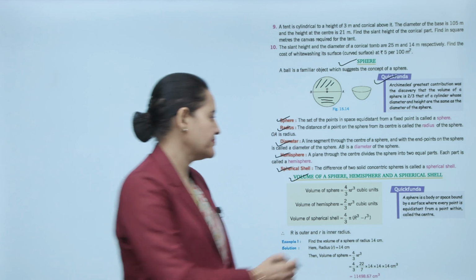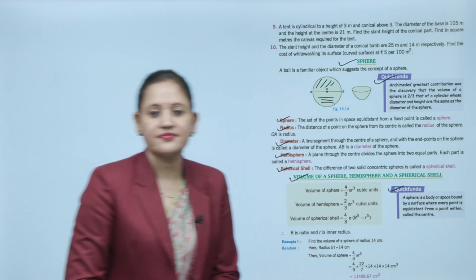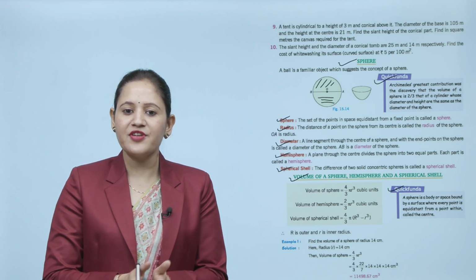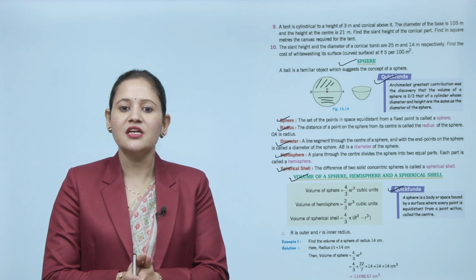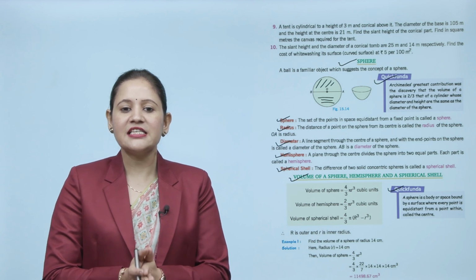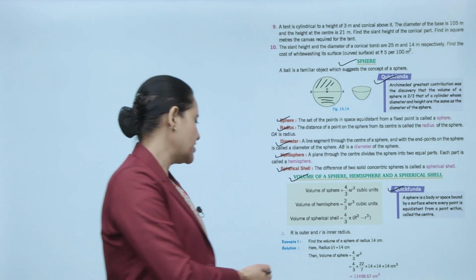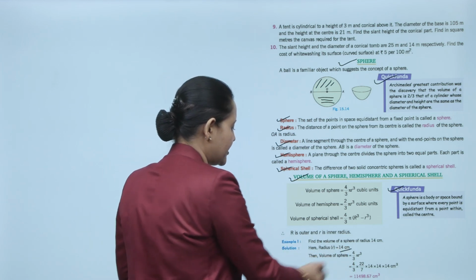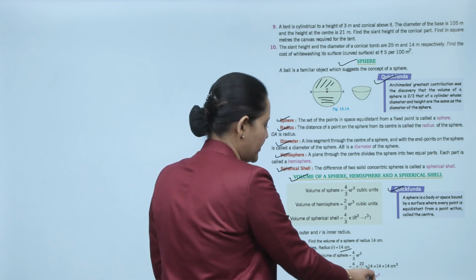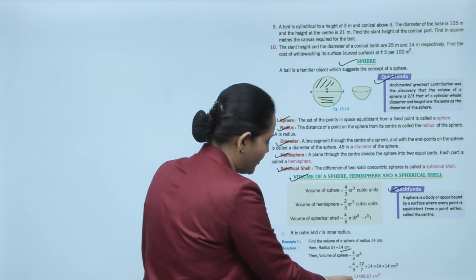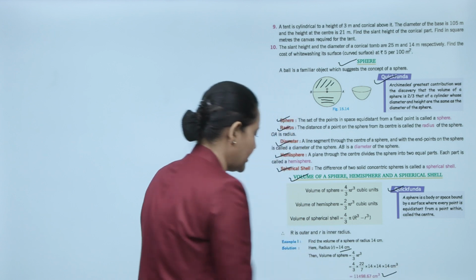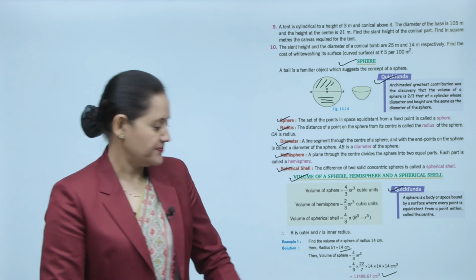Next is quick funda. A sphere is a body or space bound by a surface where every point is equidistant from the point within, called the center. Next example लेते हैं. Find the volume of sphere. Radius is 14 centimeter. Solution: radius is given 14 centimeter. Volume of sphere हो जाएगा 4/3 pi r cube. So 4/3 into 22/7 into 14 into 14 into 14, that is 11,498.67 centimeter cube. That is the volume of sphere.